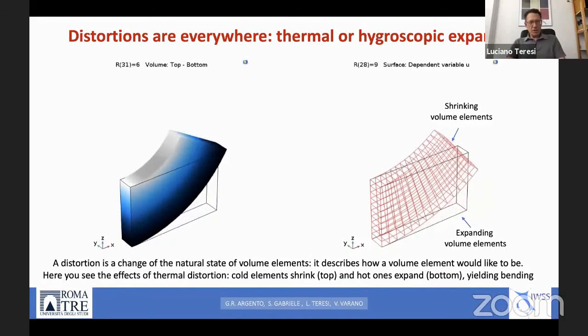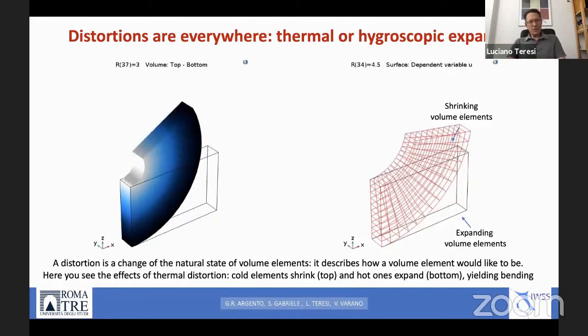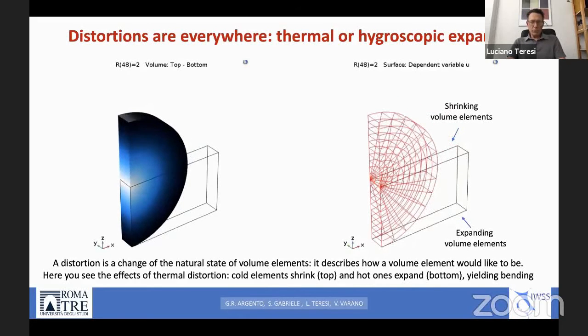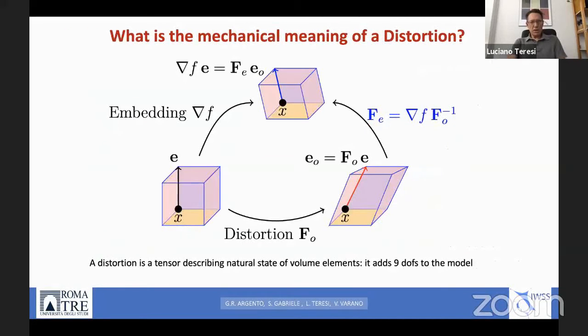On the left, you see the huge displacement of a solid, and on the right, you see the cause of this huge displacement is a growth, a distortion, which is different along the thickness. So at the bottom, volume elements become larger, and at the top, they become smaller. Because of that, you can change the shape. And it is quite easy to change the shape of a solid using this technique.